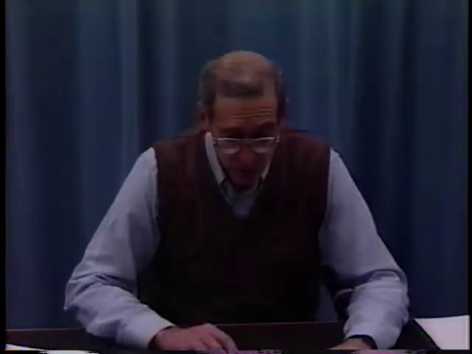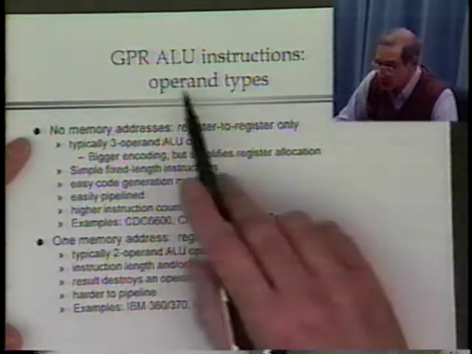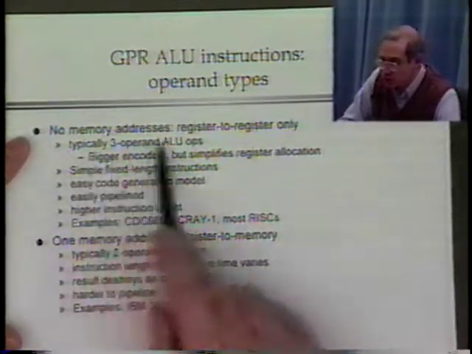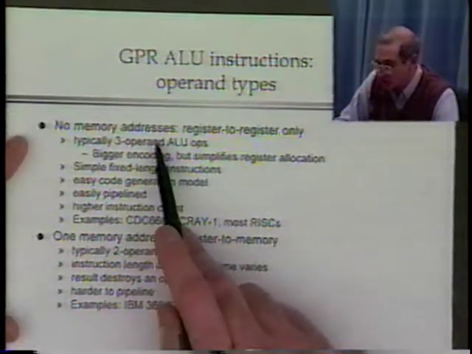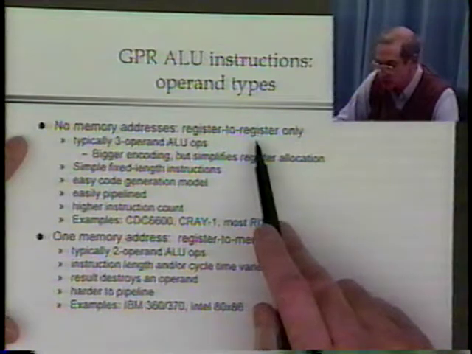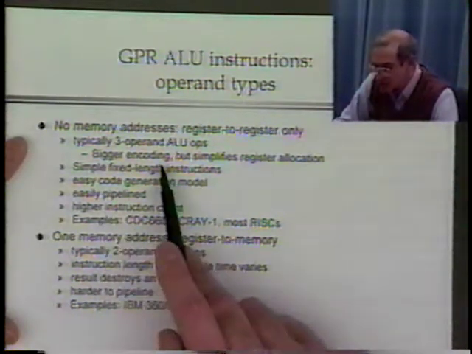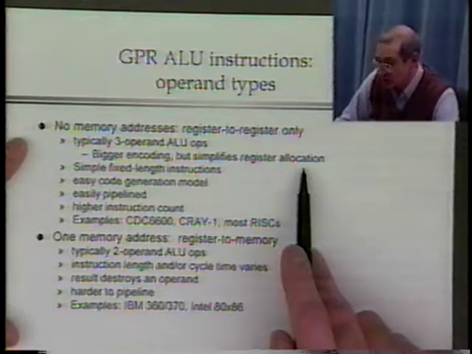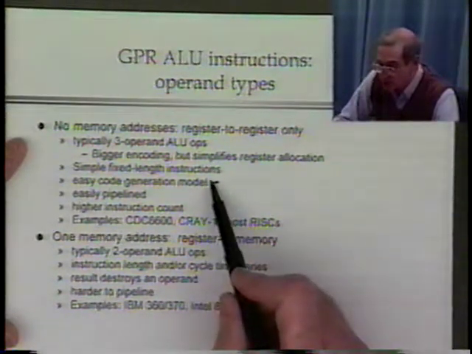This I think we've actually talked a bit about. The question is, for general purpose register ALU instructions, what are the operand types? Well, you can choose to put no memory addresses in the ALU operations, in which case they're register to register only. It typically requires bigger encoding, but simplifies register allocation because you don't destroy a register by doing an operation, which makes it very easy to do code generation.